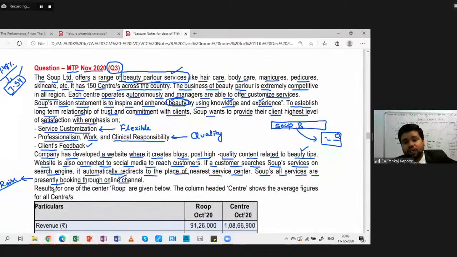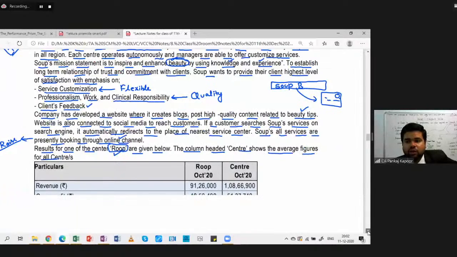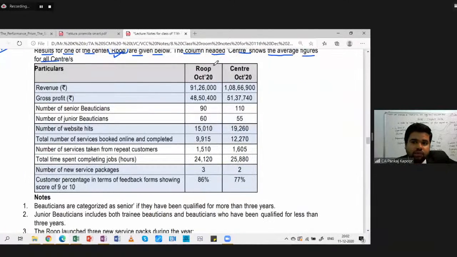Okay. Further, the result for one of the centers, Roop. There is one center of Soup Limited whose name is Roop. Roop is nothing but the Hindi meaning of beauty. The results are given below. The column headed center shows the average figure for all the centers. So now the data is given to you. One set of data is given for an individual center whose name is Roop, let's say it is in Roop Nagar.